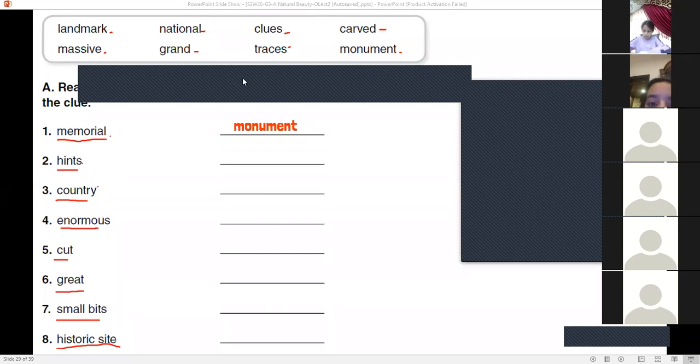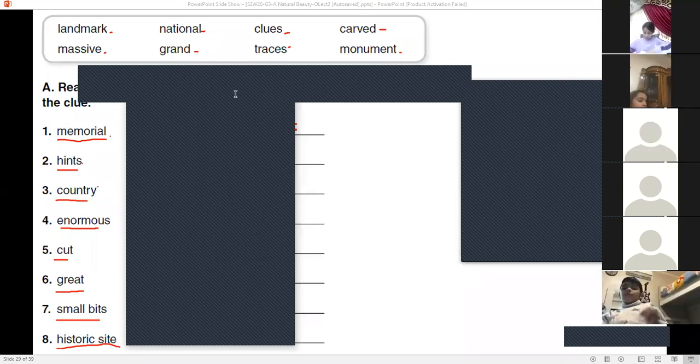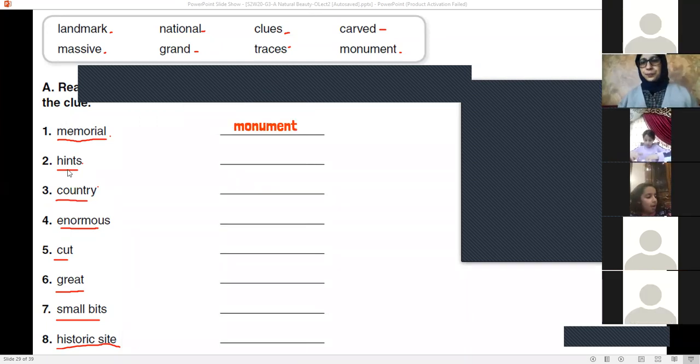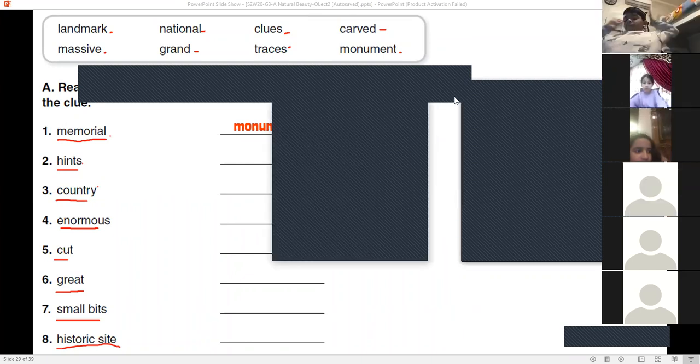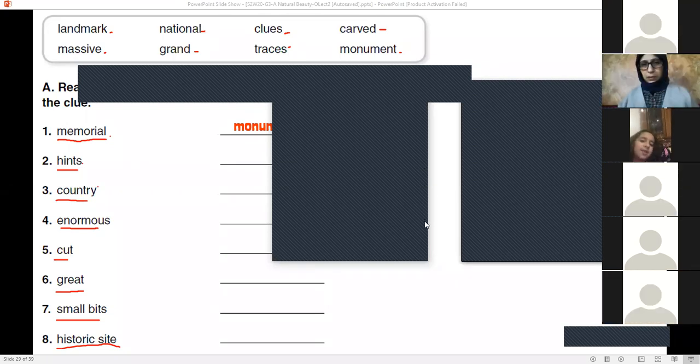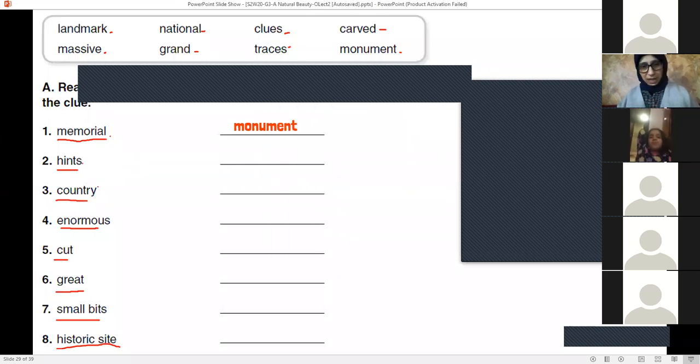Okay. Let me have Tala Jishi. Yalla Tala, you can unmute yourself, right? Yalla Tala. You have the word hints. Tala, can you write the answer on the chat? I cannot hear you well. Hints, number 2. Which word means hints? It's clues. Bravo, Tala. Excellent. +1 for you too.